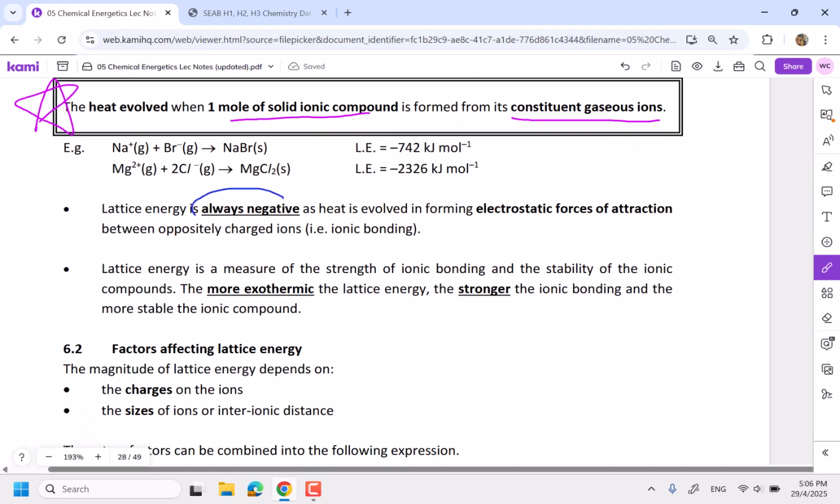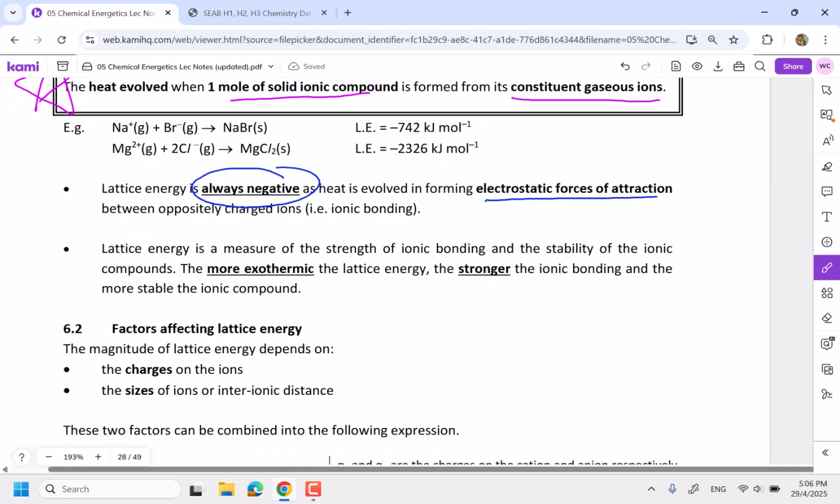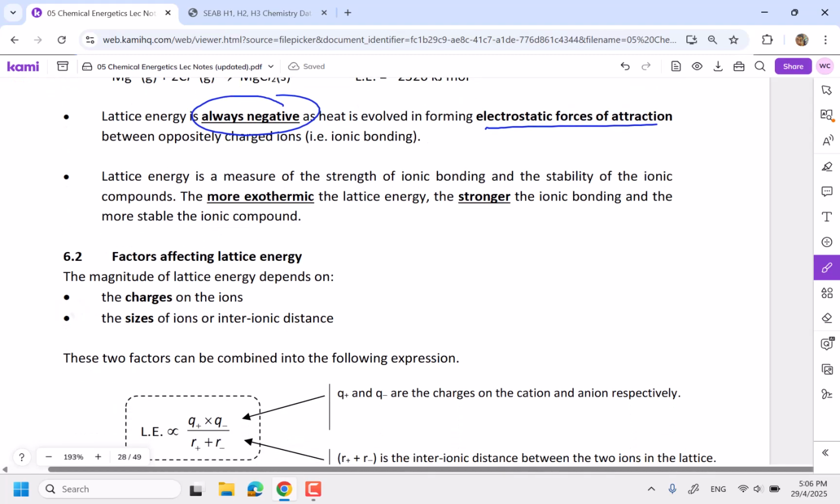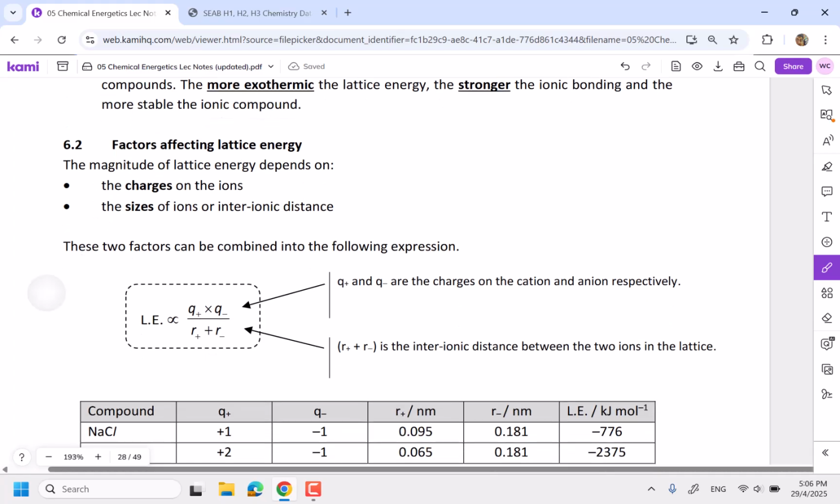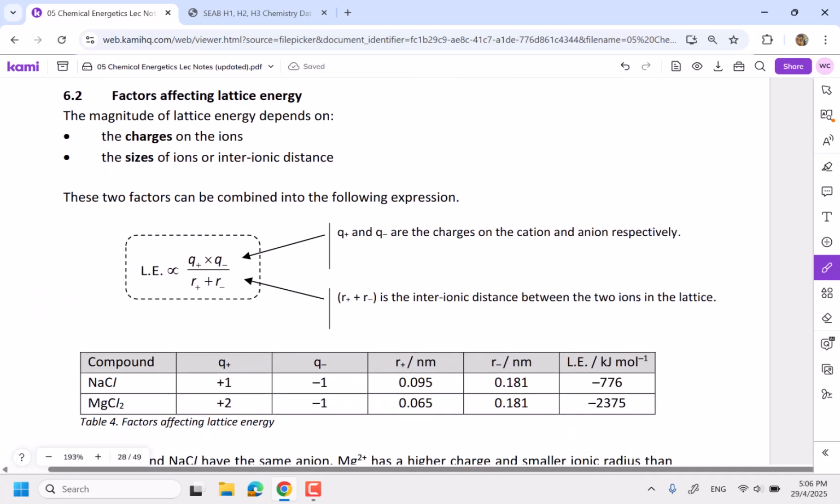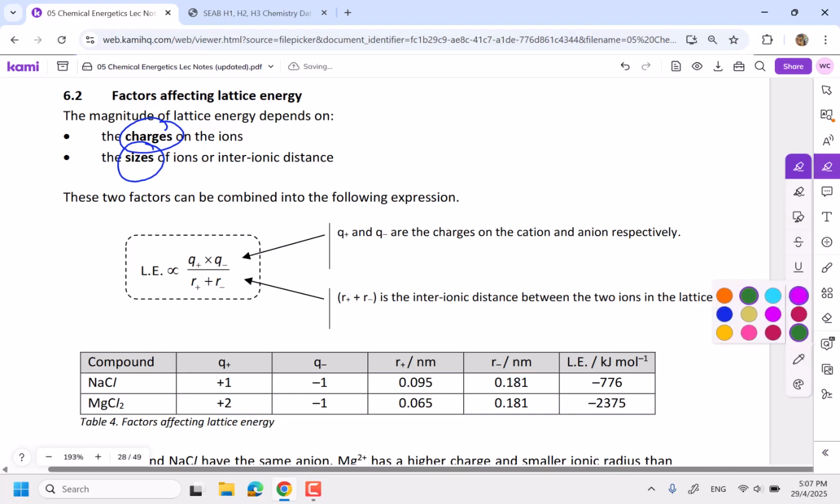Lattice energy is always negative. I explained that to you earlier on, because gaseous ions are very energetic and the formation of ionic compounds leads to release of energy. So in general, the more exothermic the lattice energy, the stronger the ionic bond. So that's what we need to understand. So moving to 6.2, the factors affecting lattice energy. So there are 2 factors, the charge and the size. So this is a relationship you need to be familiar with.